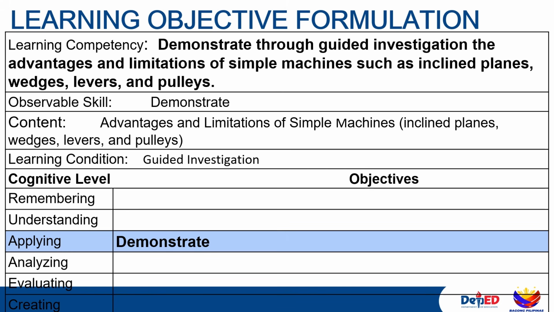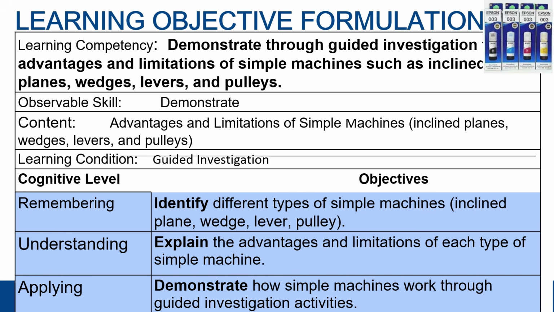In the cognitive level, demonstrate is under applying. So when we make our learning objectives, we create objectives from remembering, understanding, to applying. For remembering, identify the different types of simple machines: inclined plane, wedge, lever, and pulley. Understanding: explain the advantages and limitations of each type of simple machine. Applying: demonstrate how simple machines work through guided investigation activities.